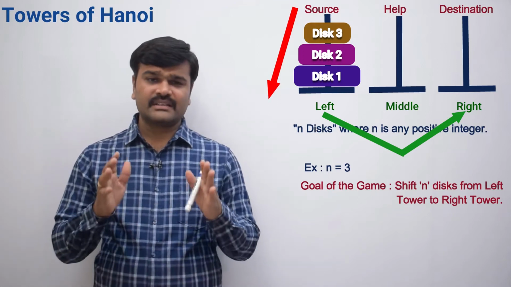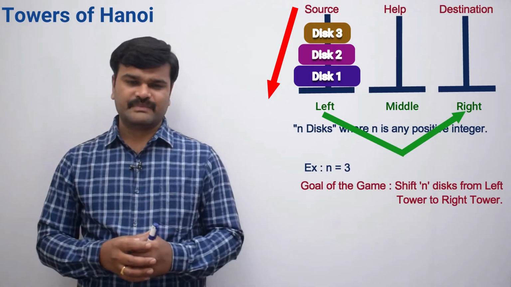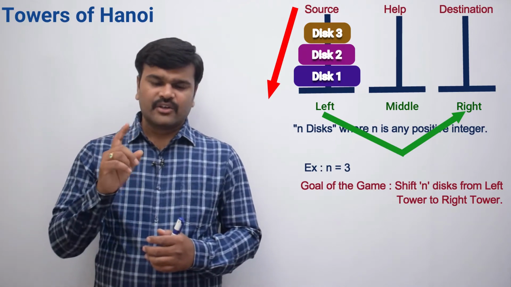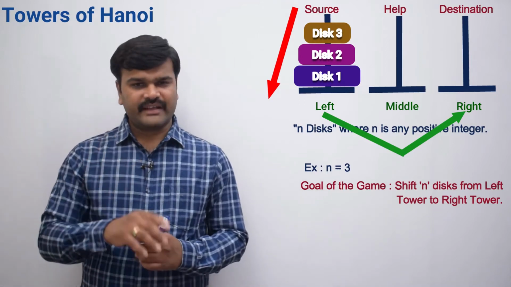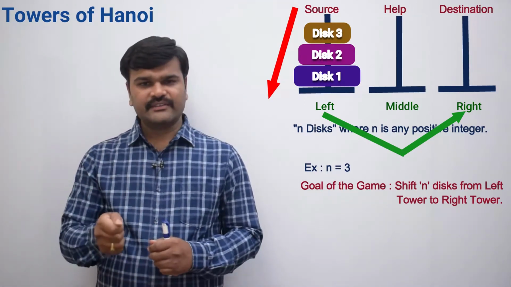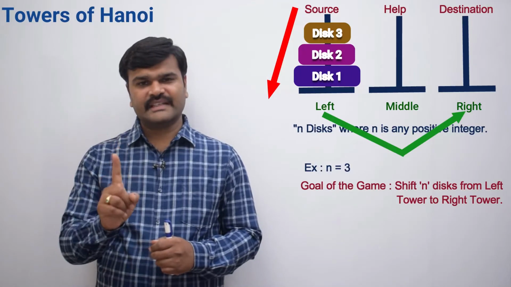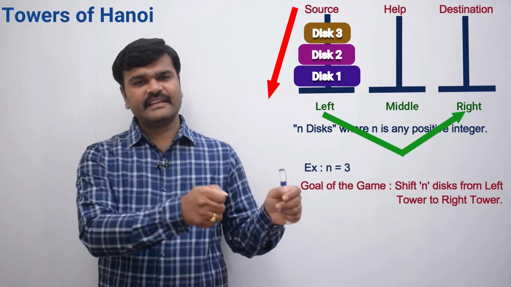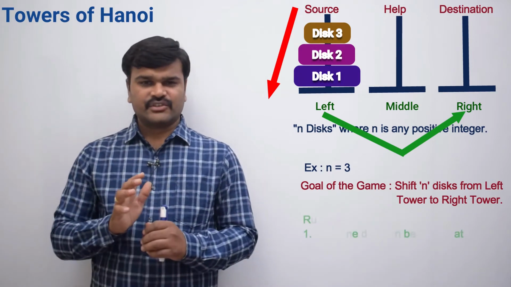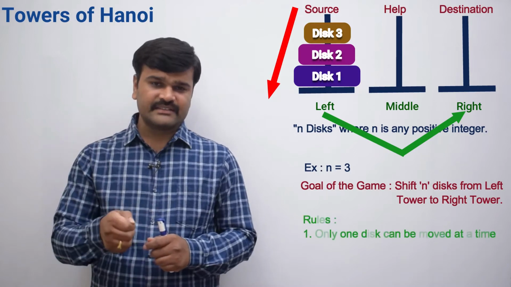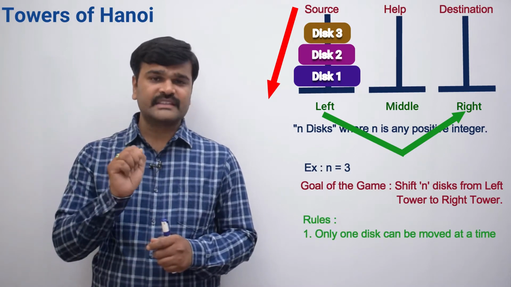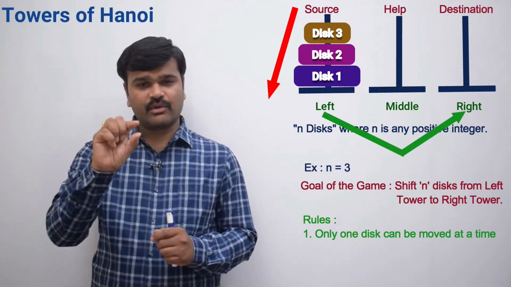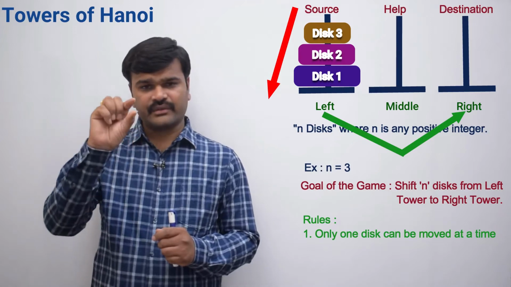Now let us see what the rules are when you are playing the game. Rule number 1 is that at any moment you can lift only one disc. Always lift one disc and place it on any one of the towers. That means you always have to lift the disc which is on the top of the tower. On that particular tower, whatever is on top, that is the smallest disc, and that is the one you have to shift.